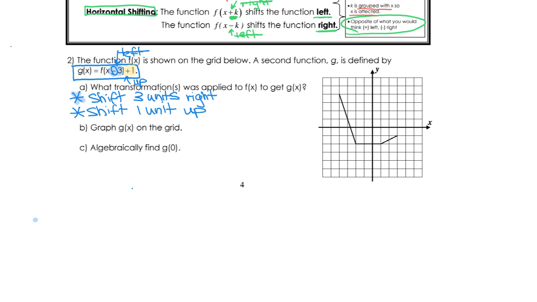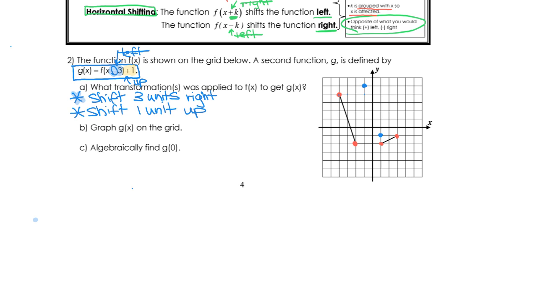Okay? So all I'm going to do is take the important points, for instance, this point here, this point here, this point here, and this point here. You could take more points if you wanted to, but that's the fewest amount of points that you should take. And we're going to shift each one of those 4 points 3 units to the right and 1 unit up. So I'm going to start with this top one, 3 units to the right and 1 unit up will put us right here. Okay, we're going to take the next one down here in quadrant 3, 3 units to the right, 1 unit up will put you here.